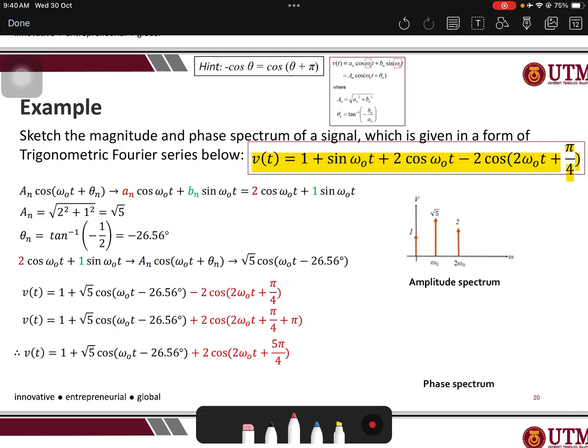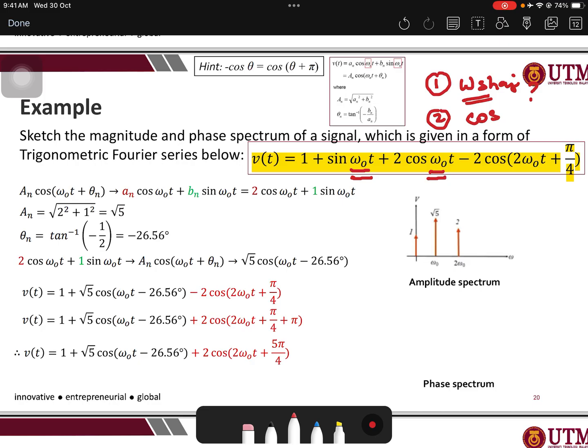Remember, first of all, we need to convert everything in terms of cosine. But at the same time, you have to check whether there is any frequency sharing. The second step is to convert to the cos. From the given trigonometric signal, we can see that sine omega naught t shares a similar angular frequency with the 2 cos omega naught t.